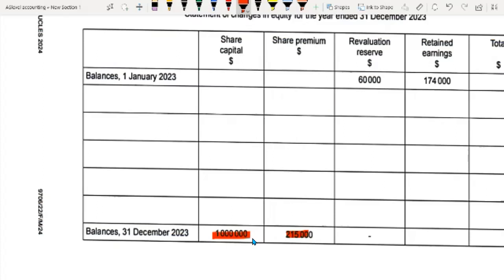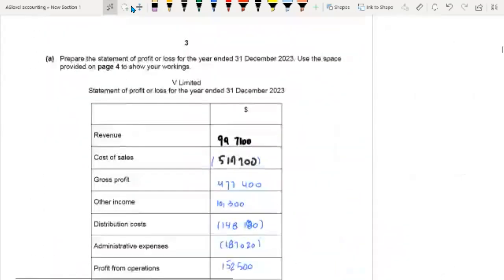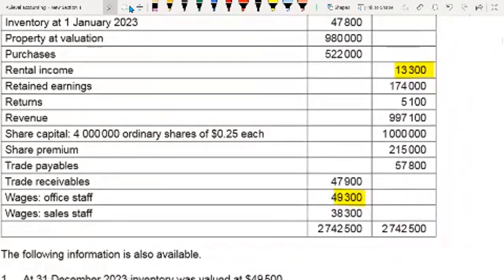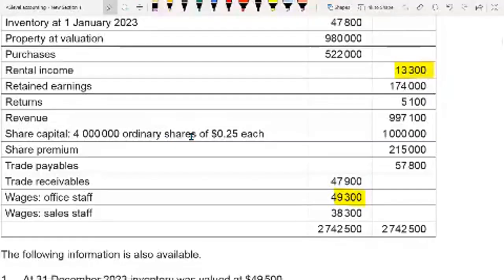Okay, so if you see, not basically 1 million, let's see its total shares, not the 1 million, because 1 million is the closing balance. So let's see in the question. The share capital, which is basically 1 million, was not a number of shares. The number of shares is 4 million, and the share capital is 1 million. So we have to multiply the 4 million ordinary shares with the 1 over 4.